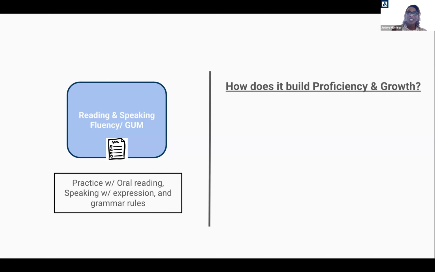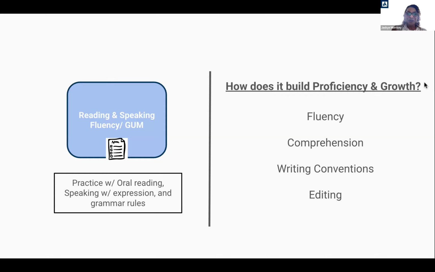The grammar usage and mechanics piece has to do with the mechanics of the written English language. So we want our students to understand things like capitalization and punctuation. We also want our students to be able to make sense of the English language and how it's put together. So our students are looking at models of good writing and working with them so that they can form their own models of good writing as well. The more students engage with reading and speaking fluency and grammar usage and mechanics, the more they're going to build up their reading fluency, their reading comprehension, and also improve their writing skills and conventions, as well as their editing skills.